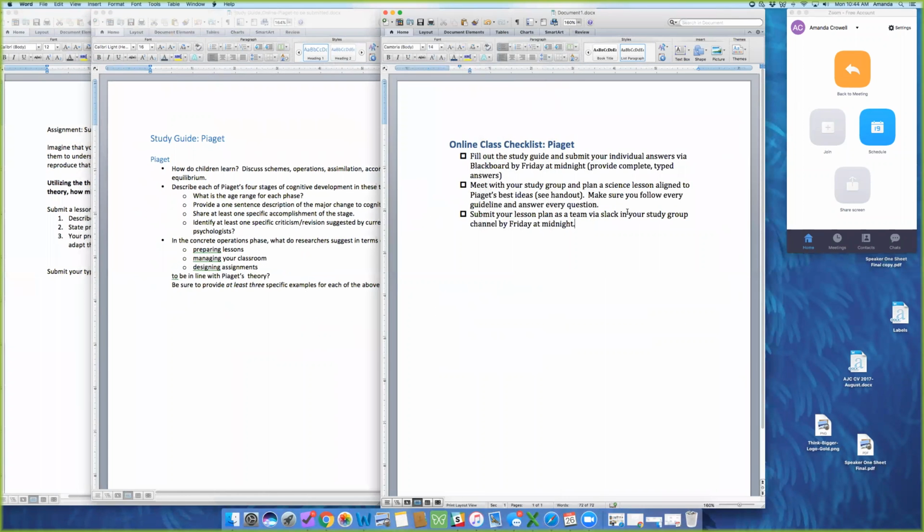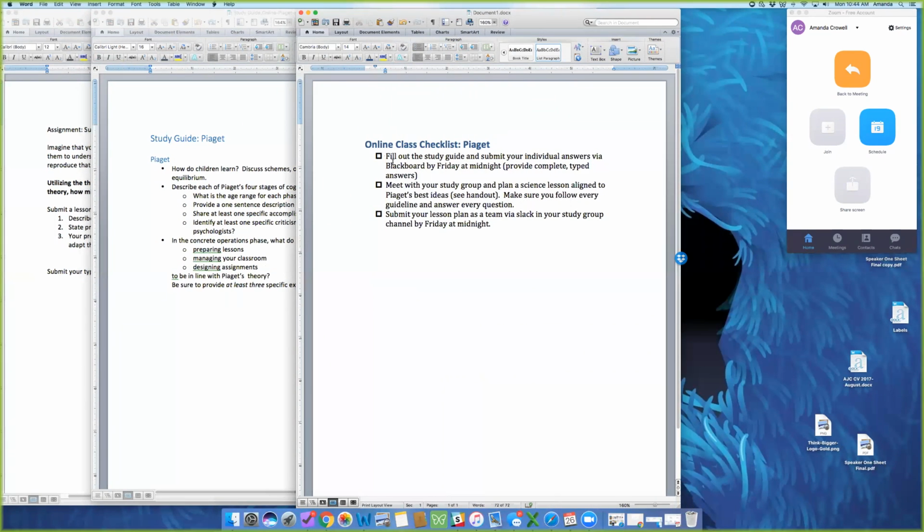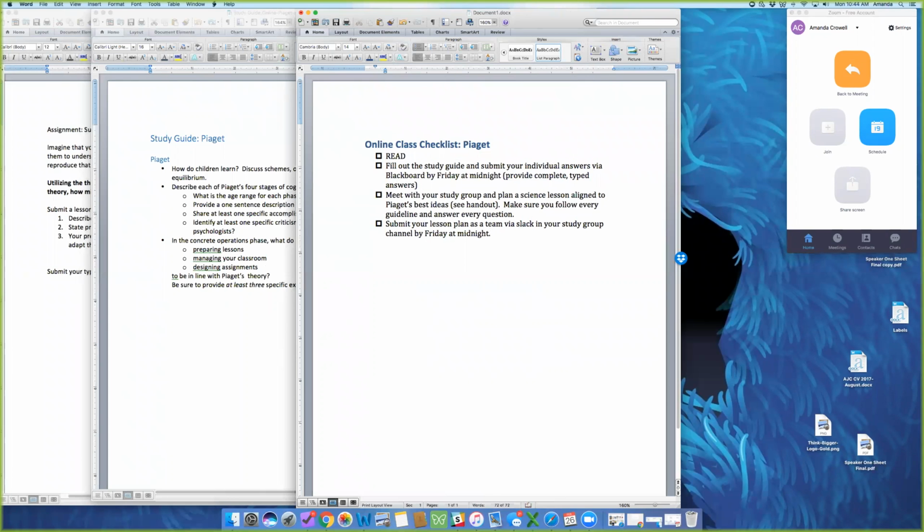So the first thing I need you to do, and actually I'm going to make it a box here, read the entire chapter about Piaget. That is checklist item number 1. You won't be able to do a good job in your groups or on your assignment if you have not read the chapter. So step 1, preferably on Monday or before you meet as a group, you need to read that chapter, and you need to be asking yourself questions along the way to make sure that you're doing a good job of understanding it.